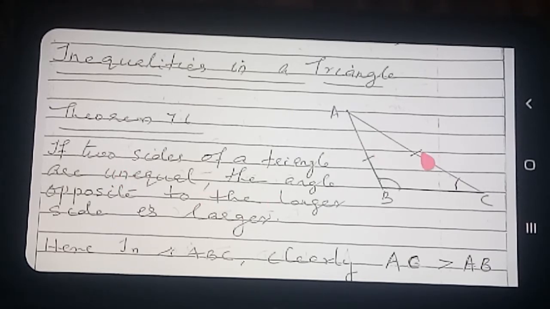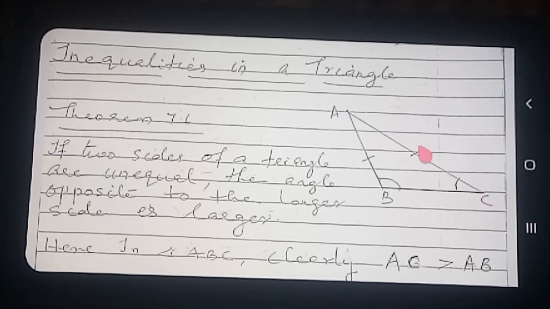Here the two sides of the triangle I marked are AC and AB. From the diagram itself it is very clear the two sides are unequal, meaning not equal. So the AC and AB lengths are different. Then what will happen? The angle opposite to the longer side is larger. The angle opposite to the longer side is larger. So here which side is greater? From the diagram you can clearly understand AC is the longer side.